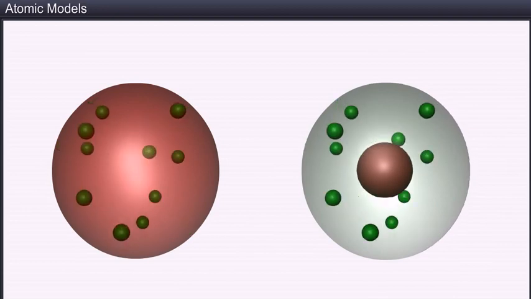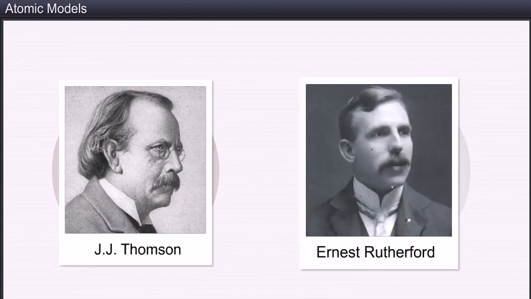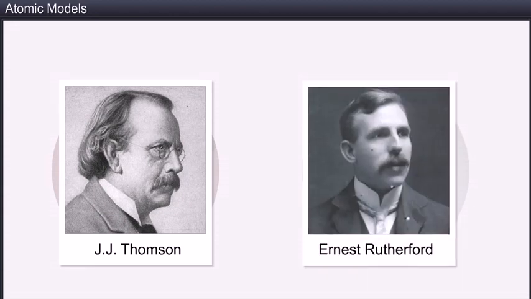Of these models, the models proposed by J. Thomson and Ernest Rutherford are of great significance, as they paved the way for the modern structure of an atom. Let's discuss both these models one by one.